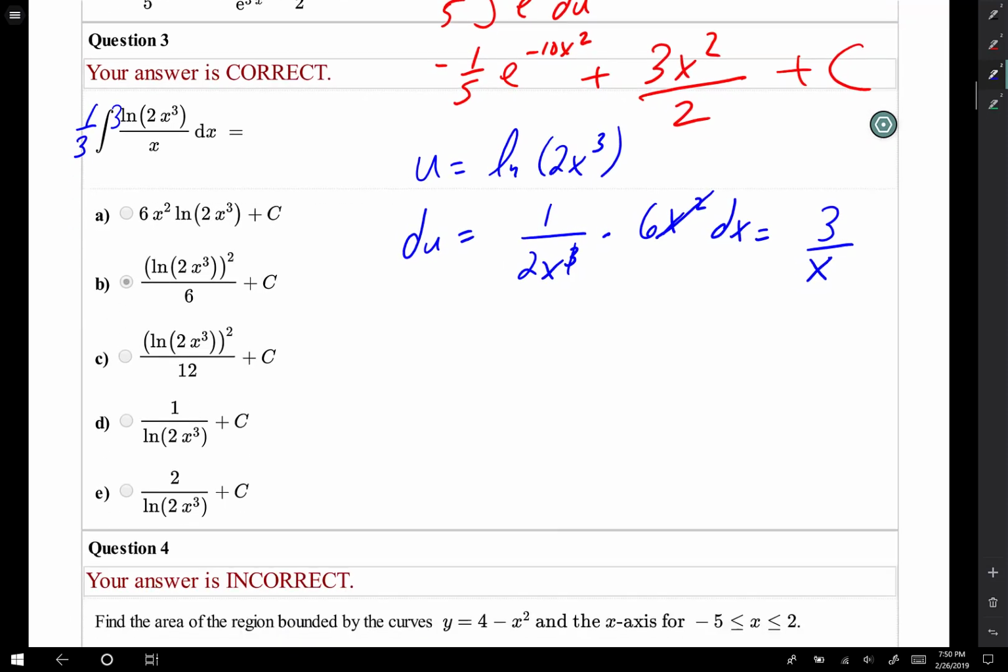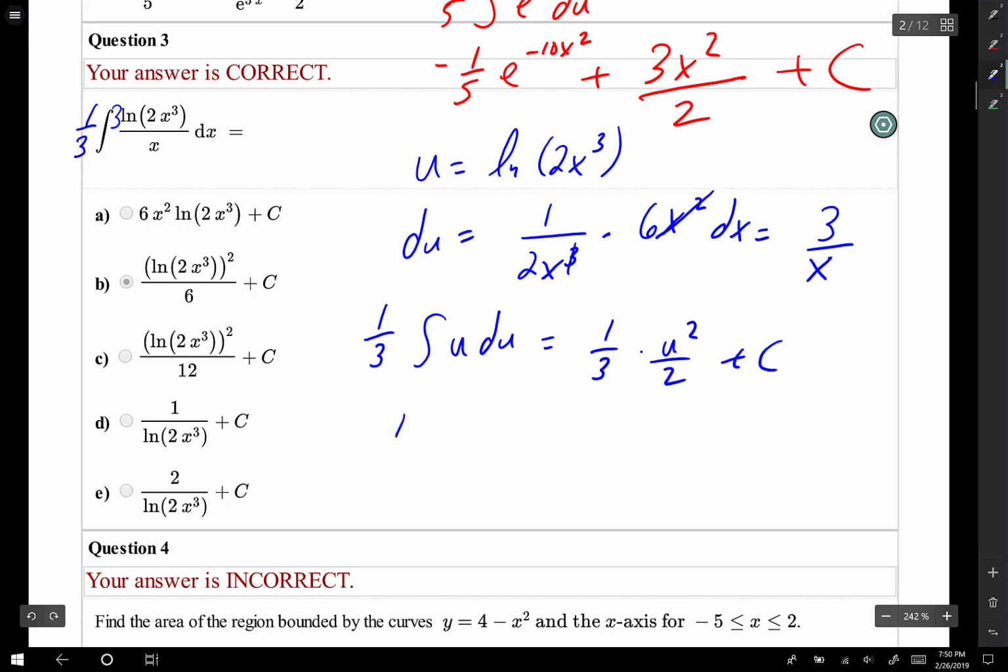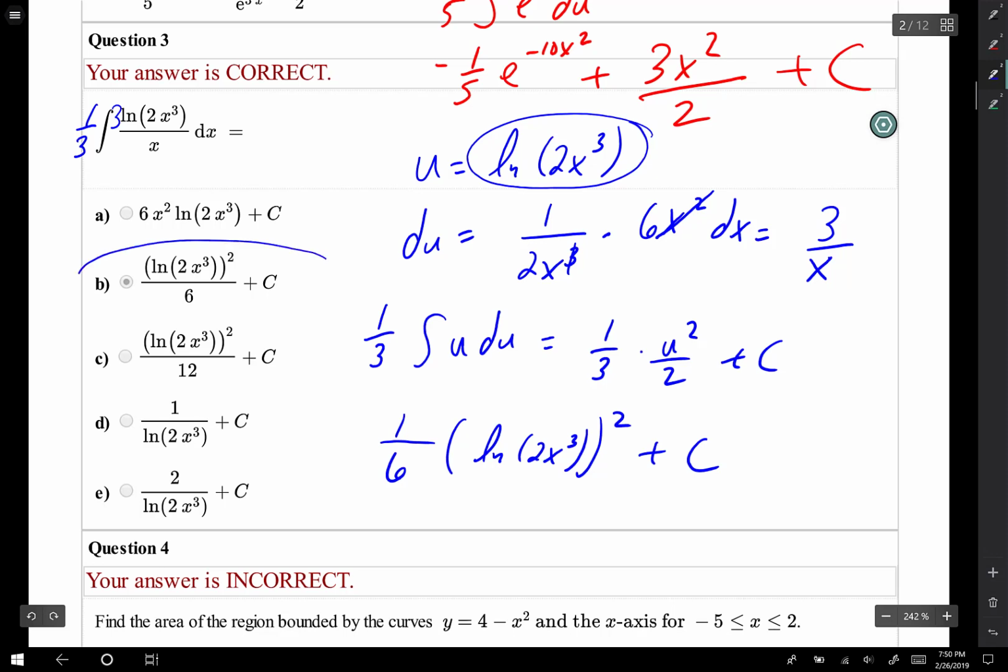So now we have 1/3 integral of u du. That's what it looks like. And now just take an antiderivative. 1/3 times u squared over 2 plus c. So 1 over 6, and then plug back what u is. u is ln of 2x cubed. So ln of 2x cubed, close, put a square on it. And I put a plus c, and then I look for that. There it is.